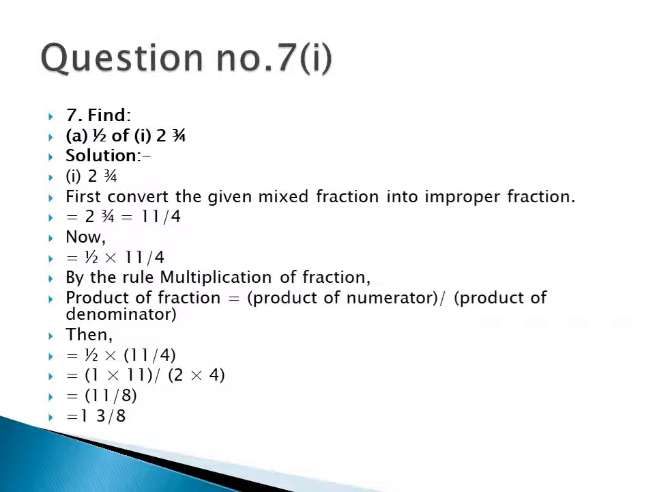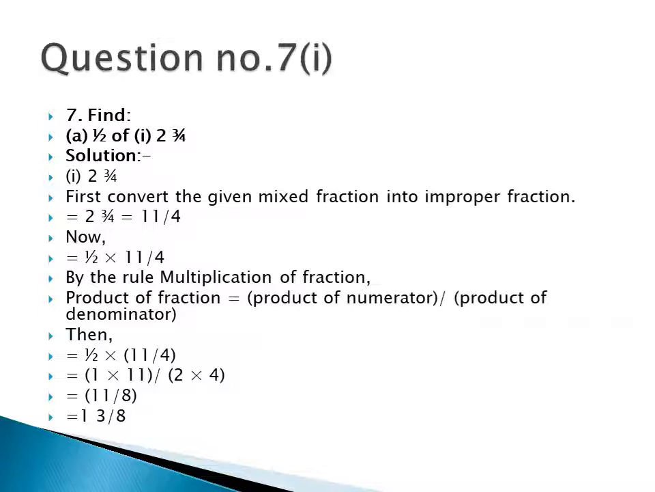Question number 7th. Find 1 by 2 of 2 integer 3 by 4. Means what you have to do? You have to multiply 1 by 2 into 2 3 by 4. First convert the given mixed fraction into improper fraction. So 2 3 by 4. 2 fours are 8. 8 plus 3 will give you 11. 11 by 4. 1 by 2 into 11 by 4.